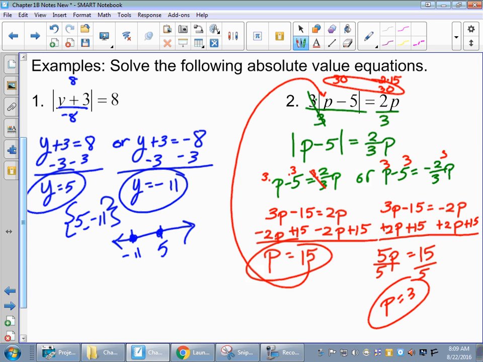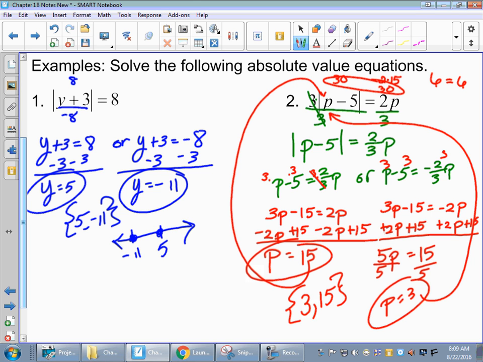When I plug 3 into the original equation, you always go back to the original. 3 minus 5 is negative 2. The absolute value of negative 2 is 2. 2 times 3 is 6. So I got 6 on the left-hand side, and when I plug 3 in times 2, it's also 6, so they both work. So I include both 3 and 15 as my solutions.